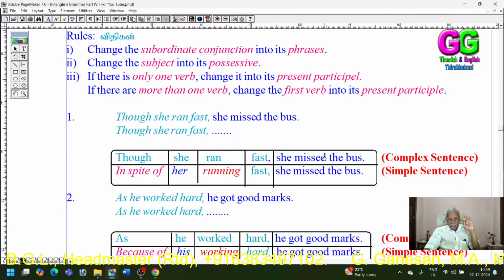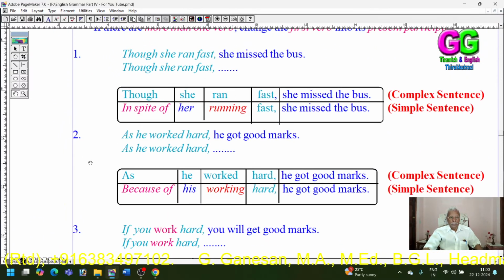My dear students, this is the complex sentence. This is the simple sentence. So we are converting a complex sentence into a simple sentence. When we convert a subordinate clause into a phrase, we are converting a complex sentence into a simple sentence. Know it.